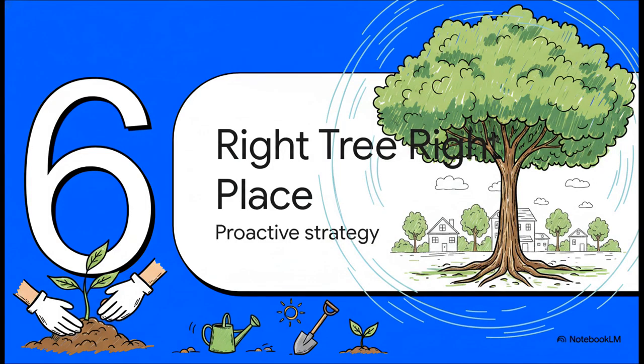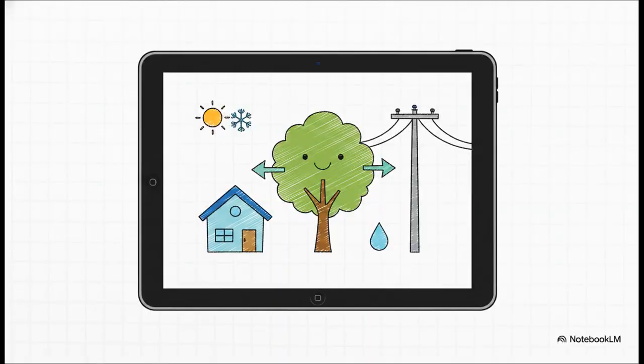Section 6. Right tree, right place. As an experienced arborist, I can tell you for sure that the absolute best way to manage pruning is to prevent the need for massive cuts in the first place. Today, we don't have to guess how big a tree is going to get. We have incredible modern digital databases like the Select Tree Guide.